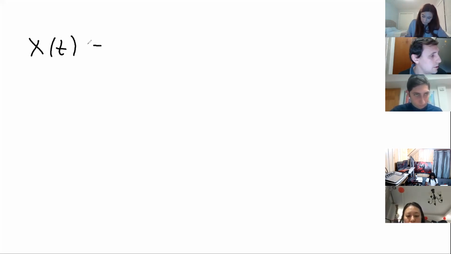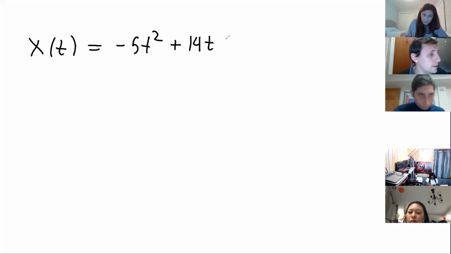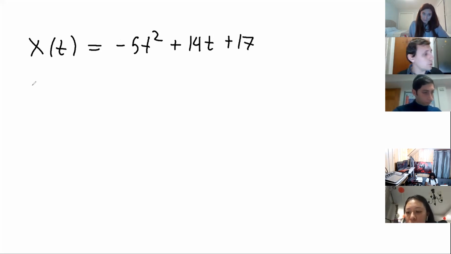x of t equal to minus 5t squared plus 14t plus 17, okay? This, I want you to calculate. I don't want to do the particular times. I mean, come on, you can do it this way, right? You can calculate right away v of t.